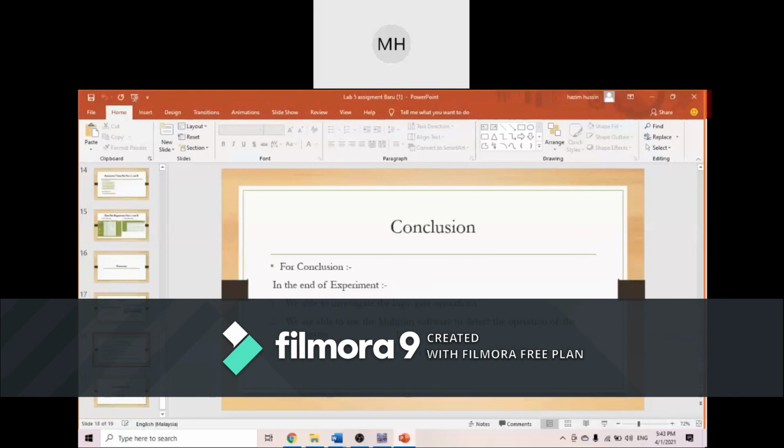For our conclusion, we are able to investigate the logic gate operation. Plus, we are able to use the Multisim software to detect the operation of the logic gates. And lastly, we are able to become familiar with logic gate operation and circuit analysis.